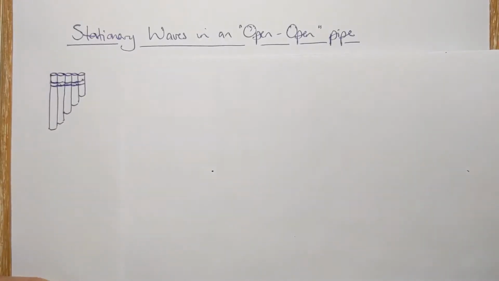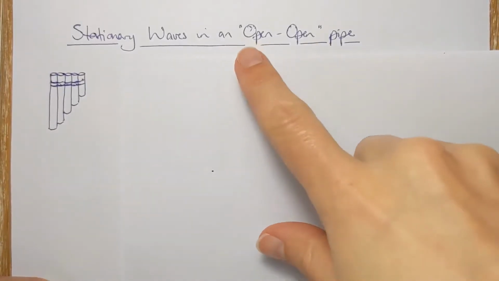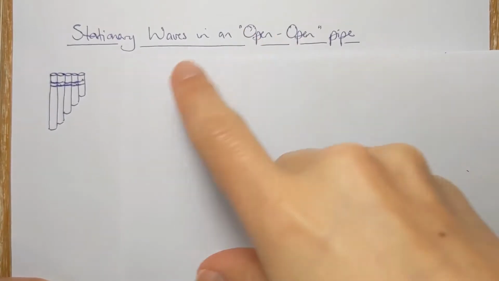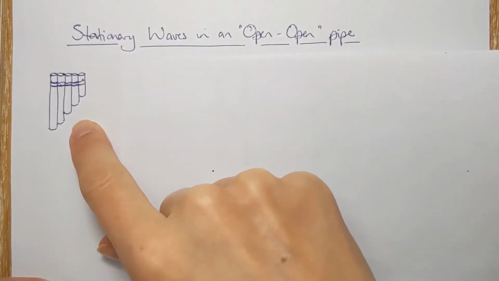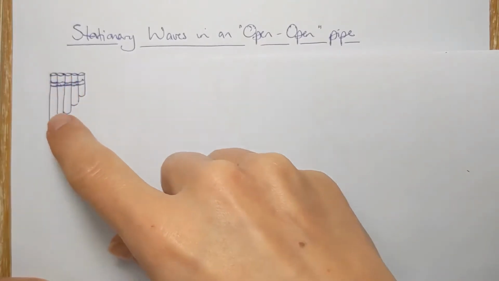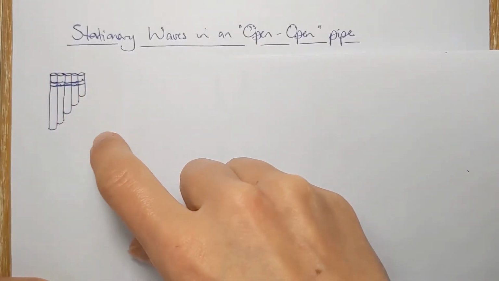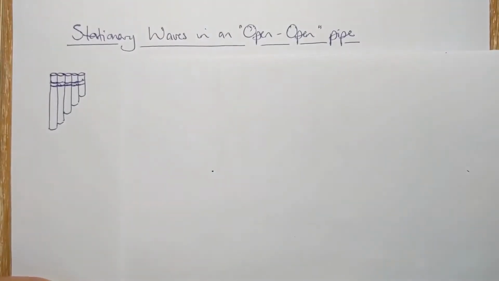You can set up stationary sound waves in a pipe that's open at both ends, and this is the panpipe situation. If you're familiar with panpipes, you'll know that the length of the pipe determines the note you hear when you blow across the top, and we can explain this using stationary waves.